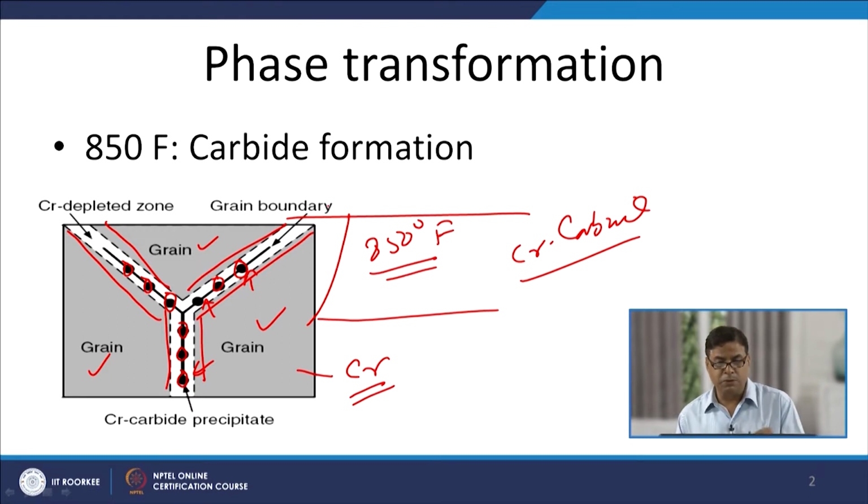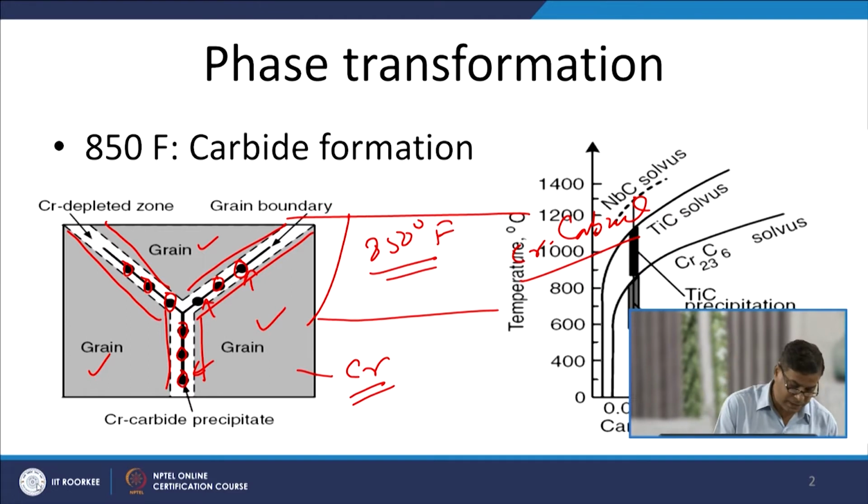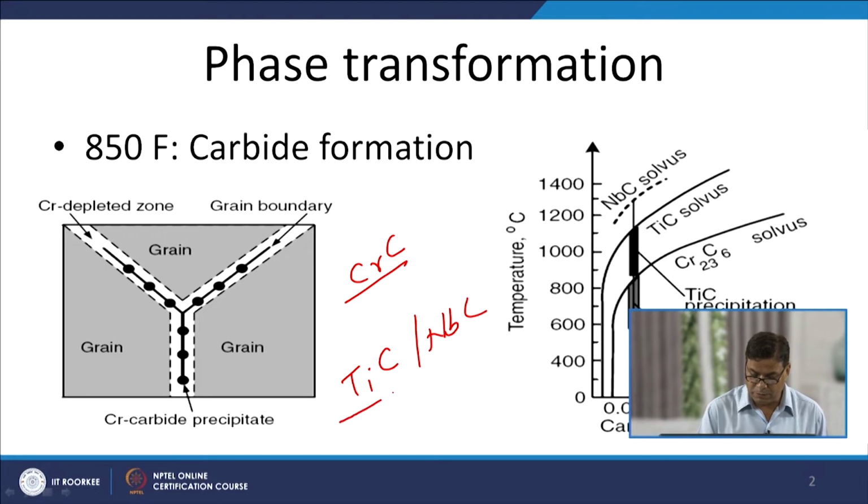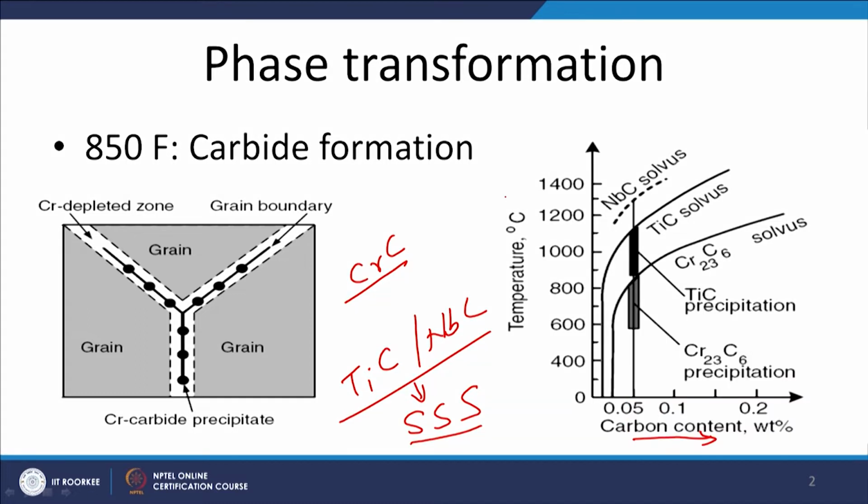So, what can we do as far as this chromium carbide formation is concerned? We have to see the different types of carbides found in the austenitic stainless steels. Mostly it is chromium carbide, but other carbides like titanium carbide and niobium carbide can also be formed in the stabilized austenitic stainless steels. These are formed at a higher temperature, and accordingly they dissolve at a higher temperature. This diagram shows, as a function of the carbon content, at what temperature the different types of carbides get dissolved.